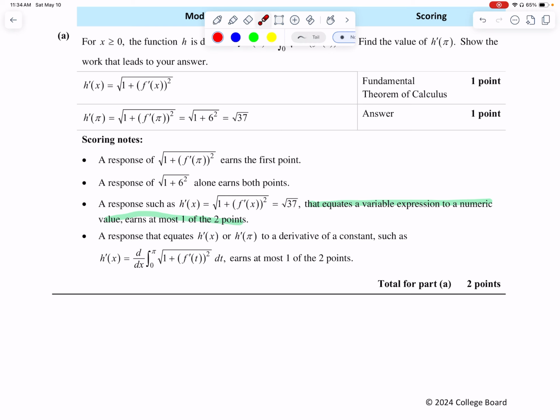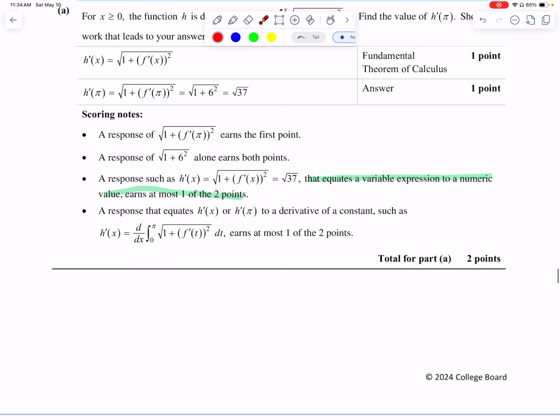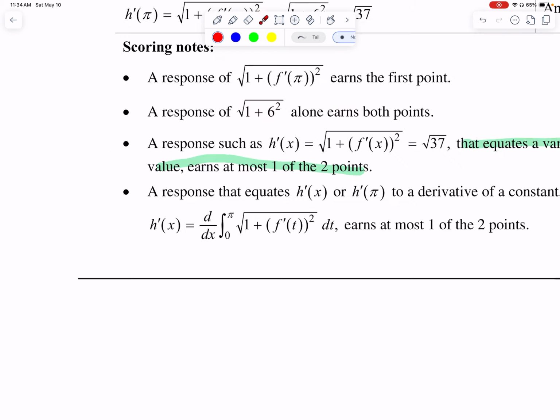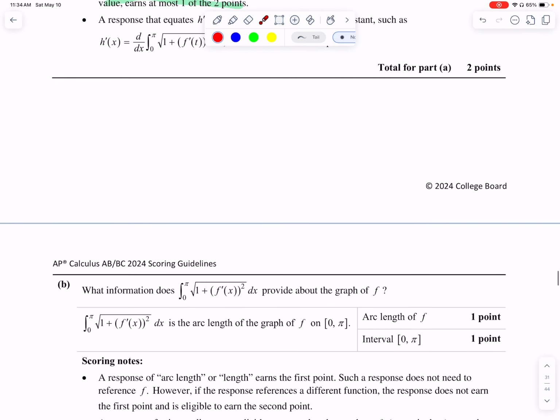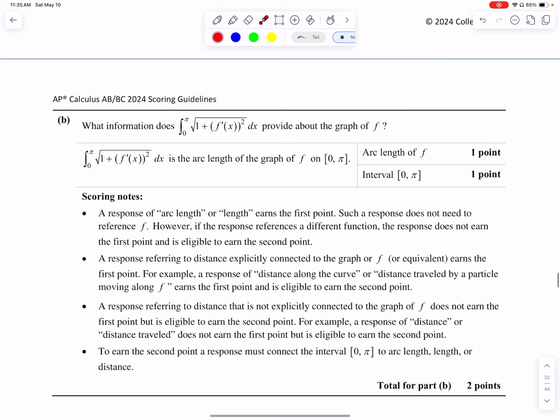A response that equates h prime or h prime of pi to a derivative of a constant such as this earns, it's the linkage thing again. So the reason why this one, it doesn't look like this one is wrong, but the reason why this one's wrong is because this is variable stuff, but they don't have the variable up here. They have pi up here. So it's that linkage error again. So we were right with the 2 points. Look at me saying we as if it's like me in my chat. Okay, so they gave us 2 points on this for part B.